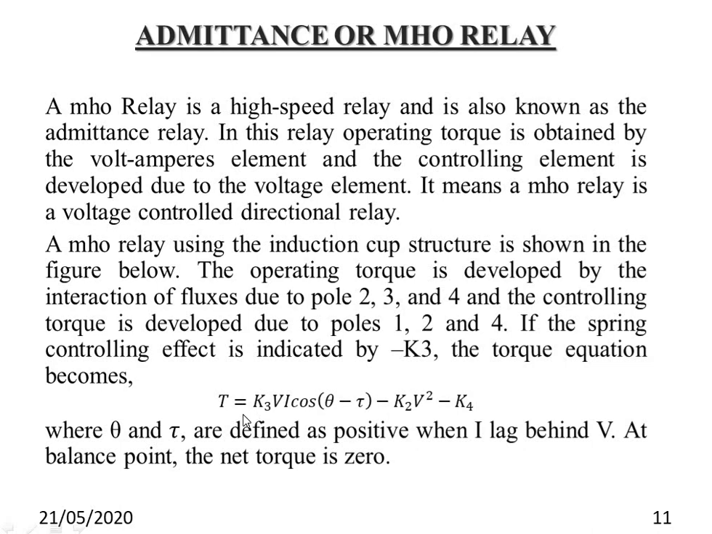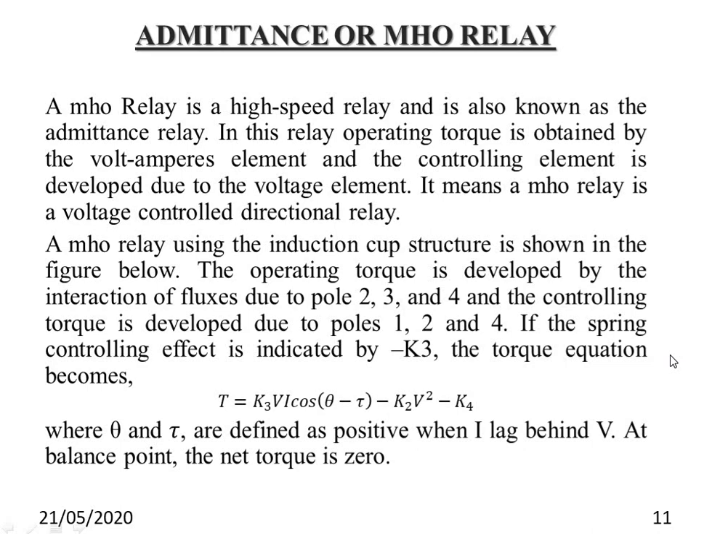So the torque equation will be T is equal to K3 Vi cos of theta minus tau minus K2 V square minus K4. Now the universal torque equation is K1 I square plus K2 V square plus K3 Vi cos of theta minus tau plus K4. Now how can this equation be written and how can it be remembered? I am showing you a small logic.